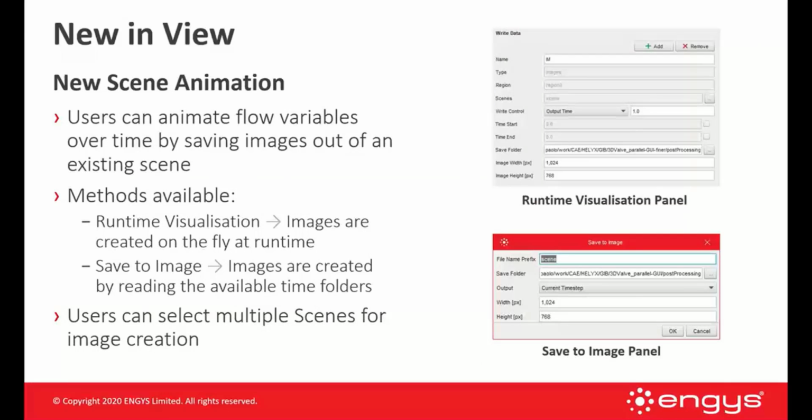You can create animations now. You can animate flow values on the fly, for example, using the runtime visualization library. So you can create images on the fly, or you can use the save to image to create images afterwards once the simulation is done from the available time steps. How do you do that? You select the scenes, what we call scenes, inside the HELYX view tab to create images.